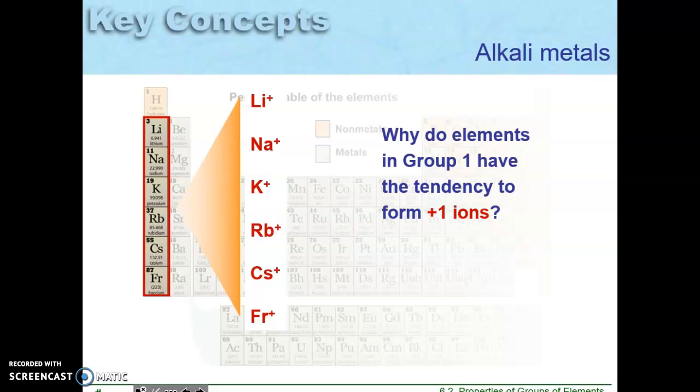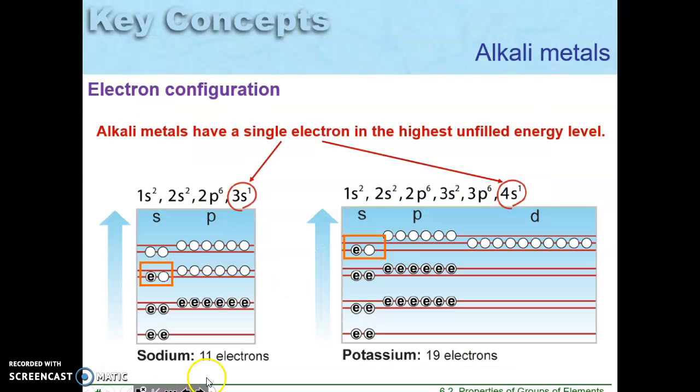Question for you guys is, why do elements in group 1 have the tendency to form +1 ions? Well, if we look here, alkali metals have a single electron in the highest unfilled energy level. We know that elements really want to have 8 valence electrons, 8 electrons in their outer shell. So if sodium got rid of this 1 electron in its third shell, its second shell would be the outer one then, and it would have 8, and it would be super happy.